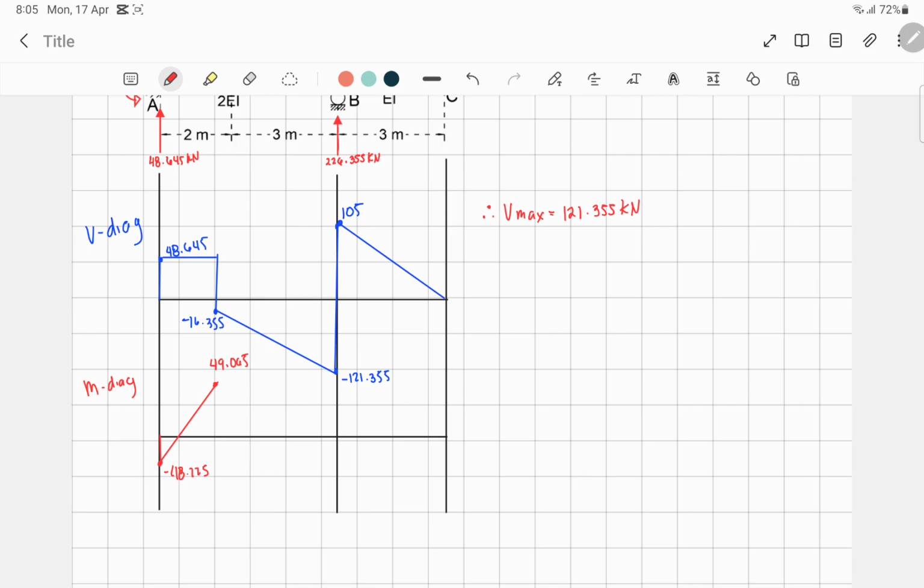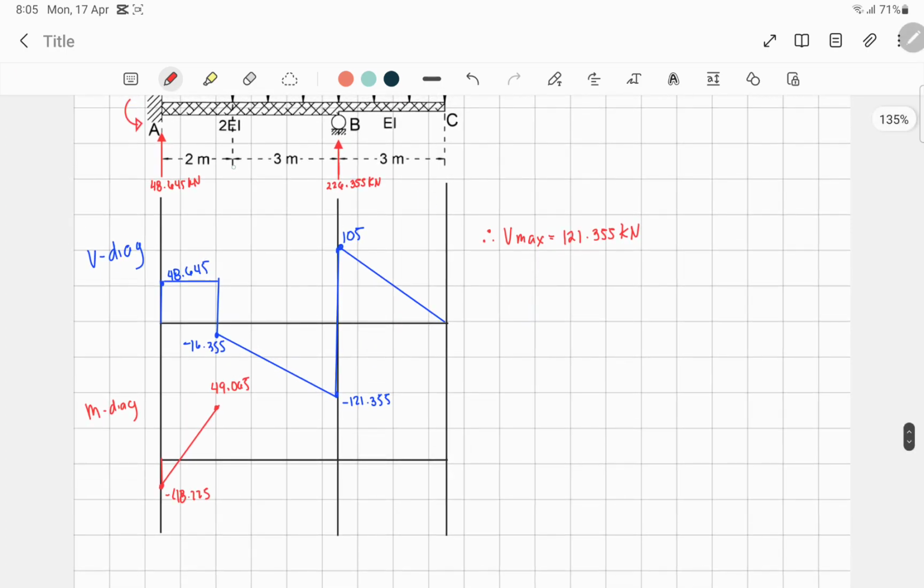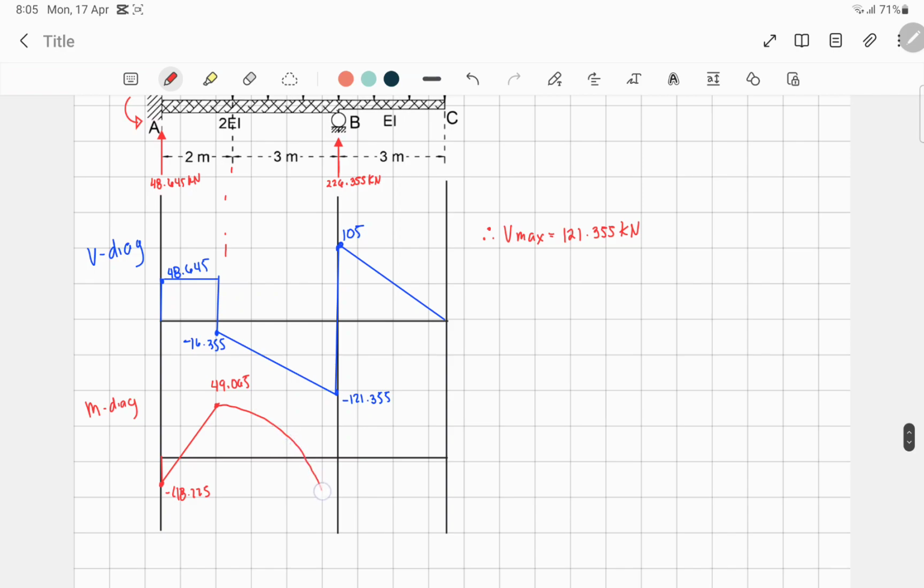So, 49.065 minus 16.355 plus 121.355 over 2 times the base, which is, sakto dapat to. Okay? Mali na yun. So, dapat yan is 3 meters pa rin yan. So, we have 49.065. This should be. The answer here is 157.5.